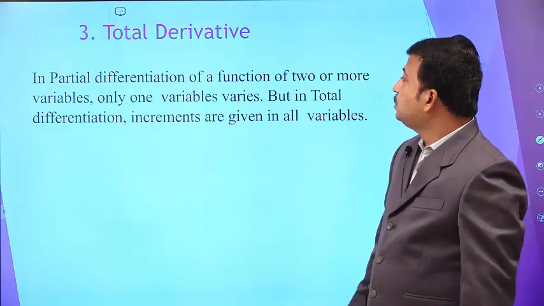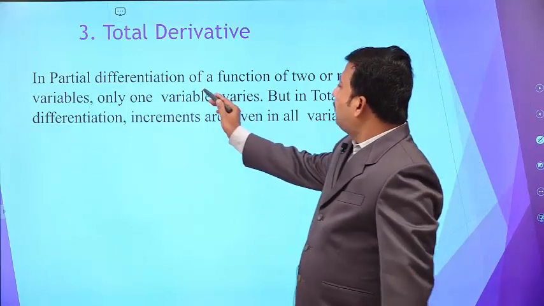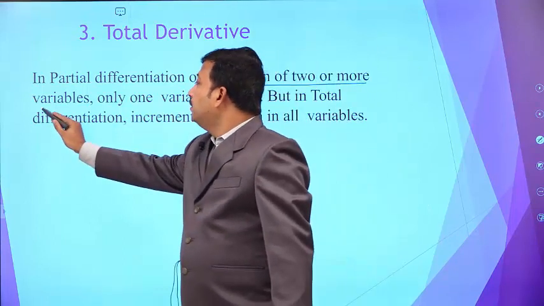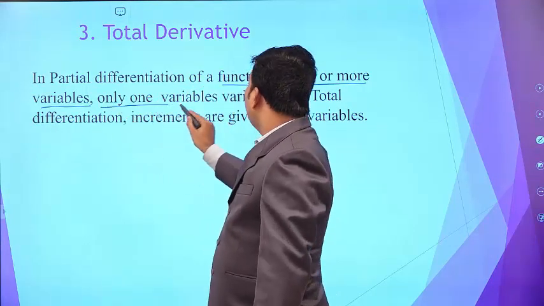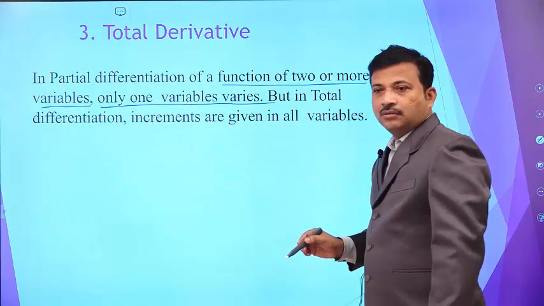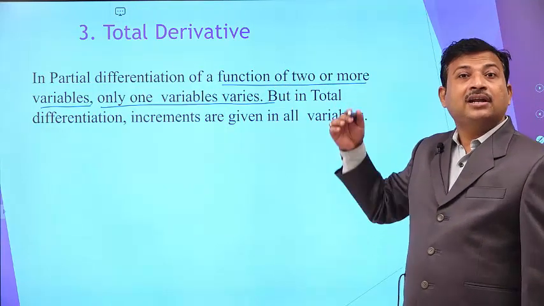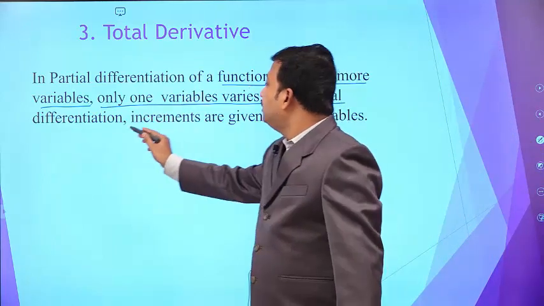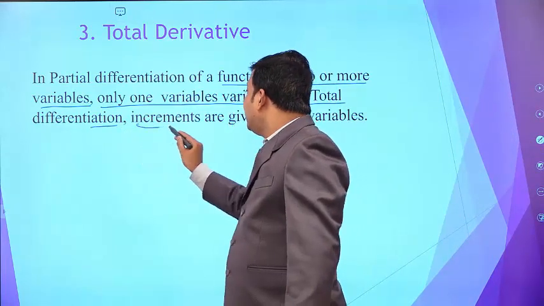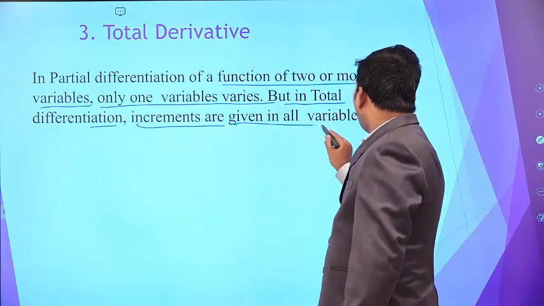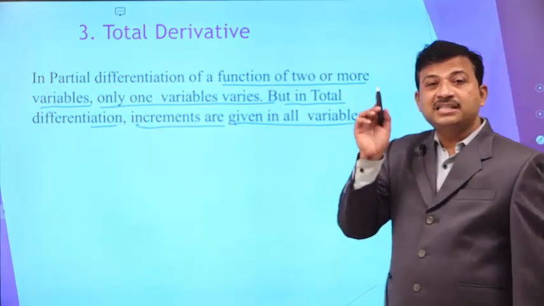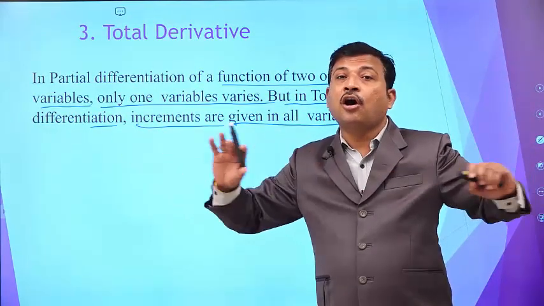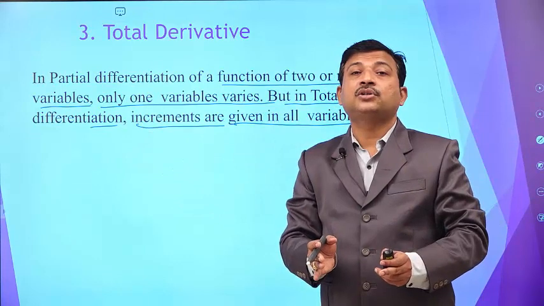So now, what is the total derivative? In partial differentiation of a function of 2 or more variables, only one variable varies. Yes or no? We are varying one variable and the other variables are fixed. But in total differentiation, what happens? Increments are given in all variables simultaneously. We are changing all the variables, and that is nothing but the total derivative.